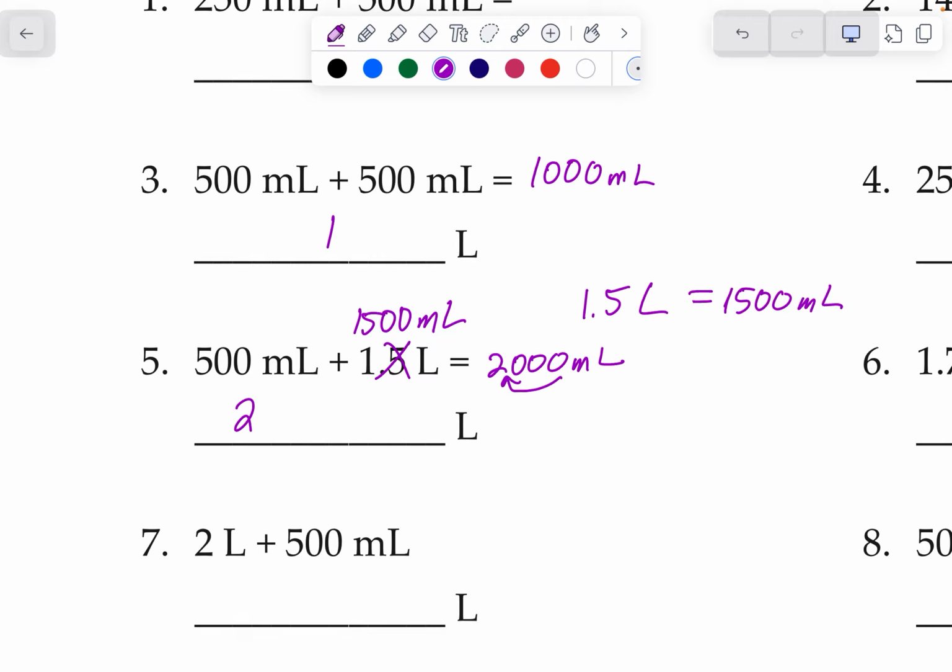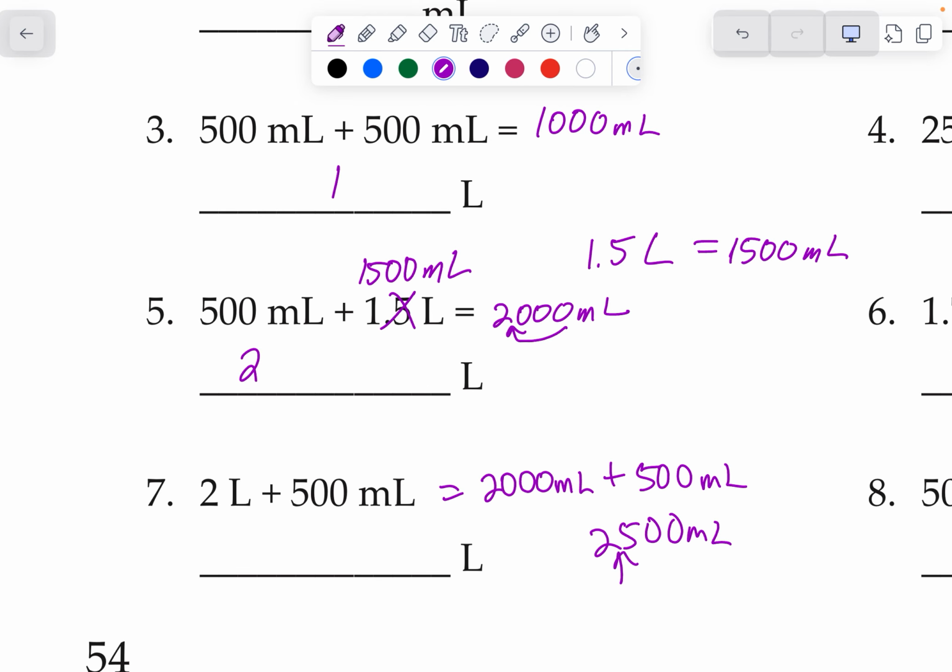Let's do 7. So if 1 liter is 1,000 milliliters, what's 2 liters? 2,000. It's that simple. So it's 2,000 plus 500 is 2,500. Is that the answer they're looking for? No, because that's in milliliters. So make sure that you move the decimal place 3 places over, or you can hit divided by 1,000 on a calculator, and the answer would be 2.5.